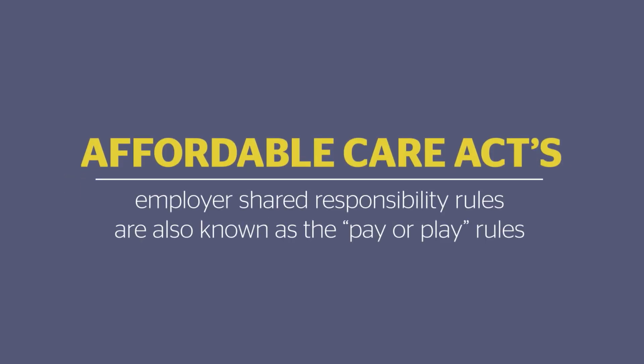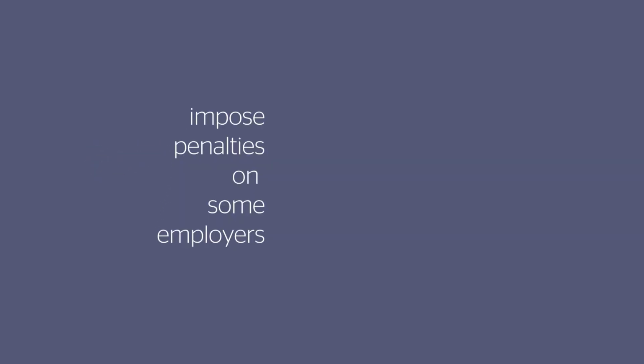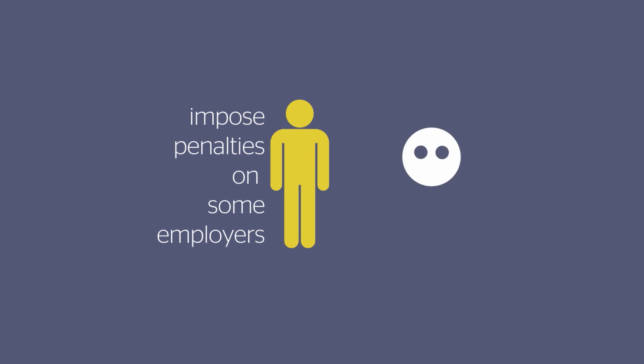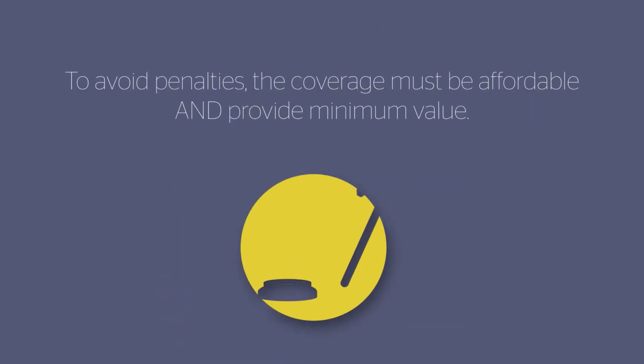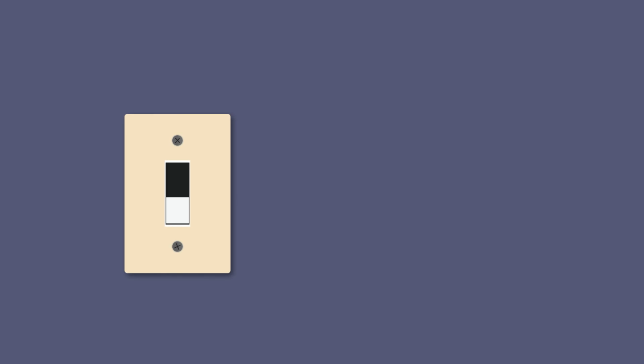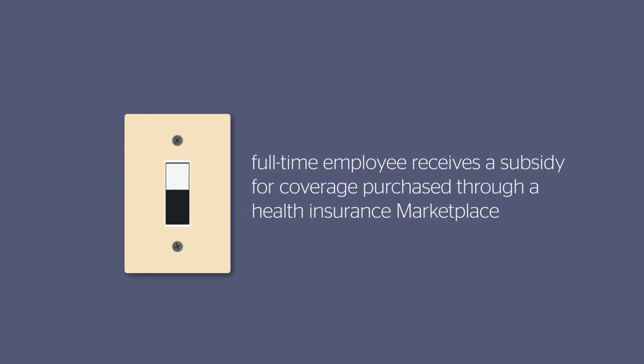The Affordable Care Act's employer shared responsibility rules are also known as the pay or play rules. These rules impose penalties on some employers that do not offer health coverage to their full-time employees and dependents. To avoid penalties, the coverage must be affordable and provide minimum value. Penalties are triggered if a full-time employee receives a subsidy for coverage purchased through a health insurance marketplace.